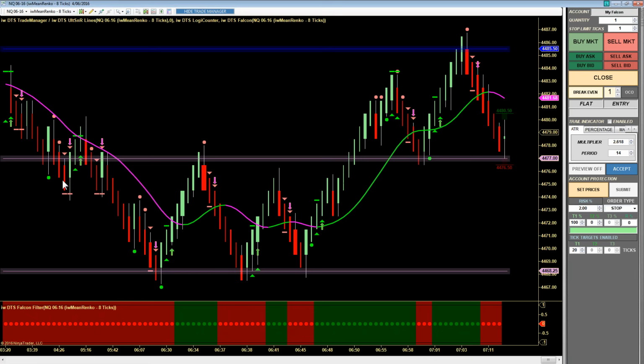Ivy asks, how many minutes do you use? These are not minute charts. These are the mean Renko bars from Indicator Warehouse. They come standard with the DTS system. They are also sold as an add-on. So it's a blend of the Renko bars and the candlesticks all into one.